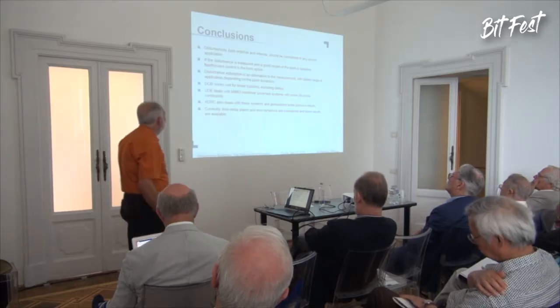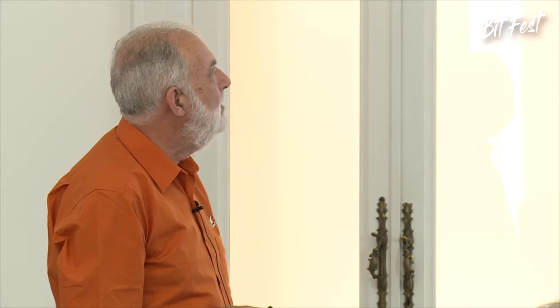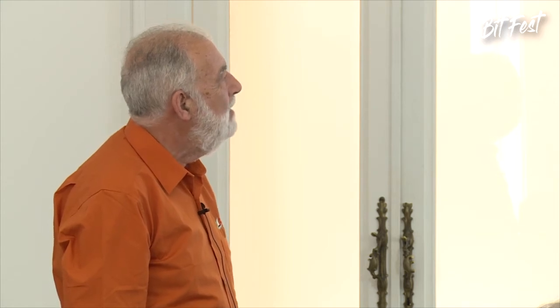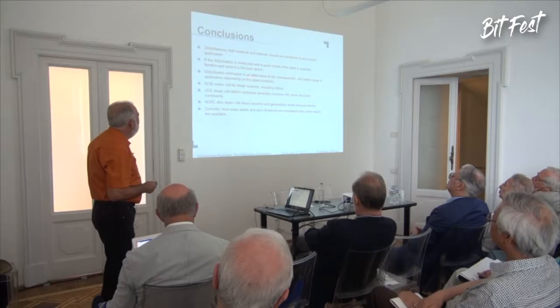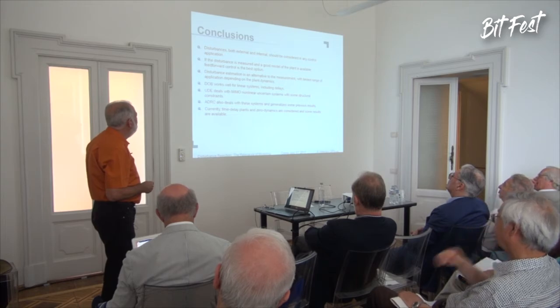So as a conclusion, we always have disturbances, external and internal, and they should be considered in any control application. If the disturbance is measured, and we have a good model of the plant, then feed-forward is the best option. Otherwise, we should estimate the disturbance if it cannot be measured. And it depends very much on the plant dynamics how we can estimate the disturbance.